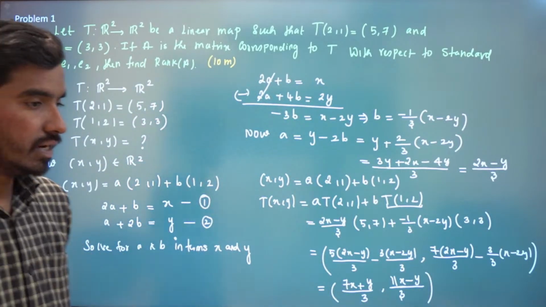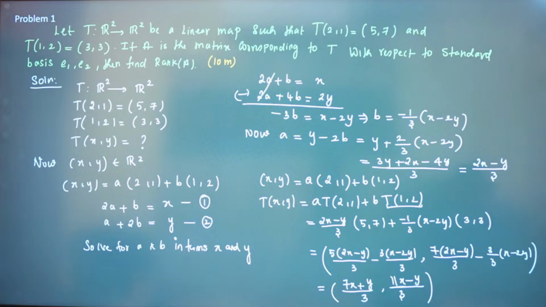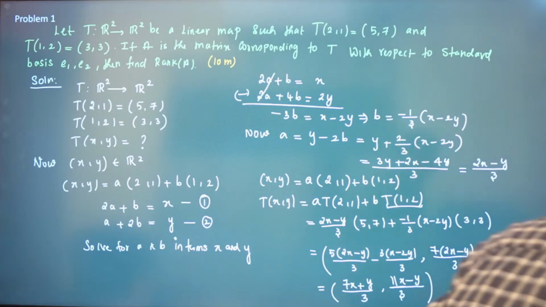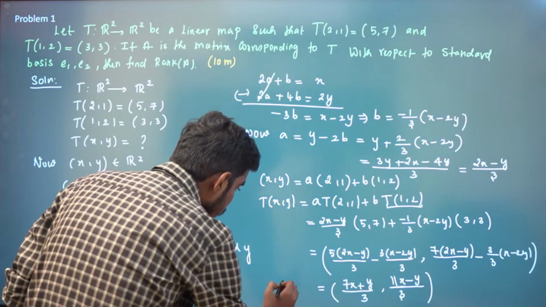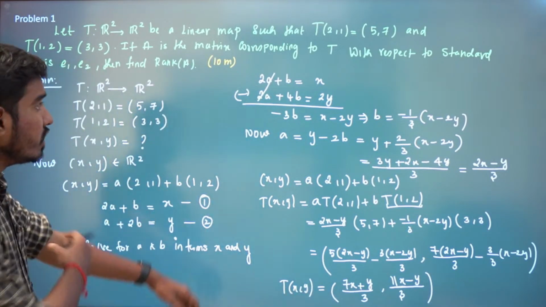So this is our required linear transformation. T of (x, y) is given by ((7x plus y)/3, (11x minus y)/3), right? This is our linear map which is given by T of (x, y). You can check it out.